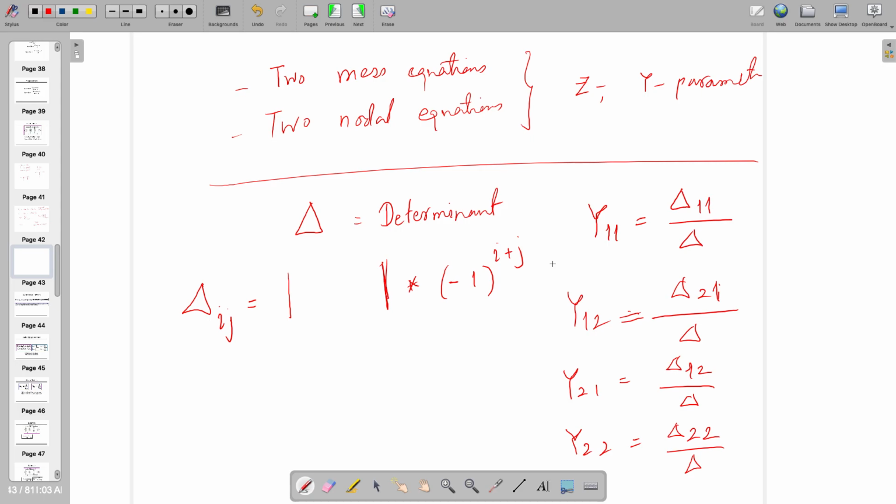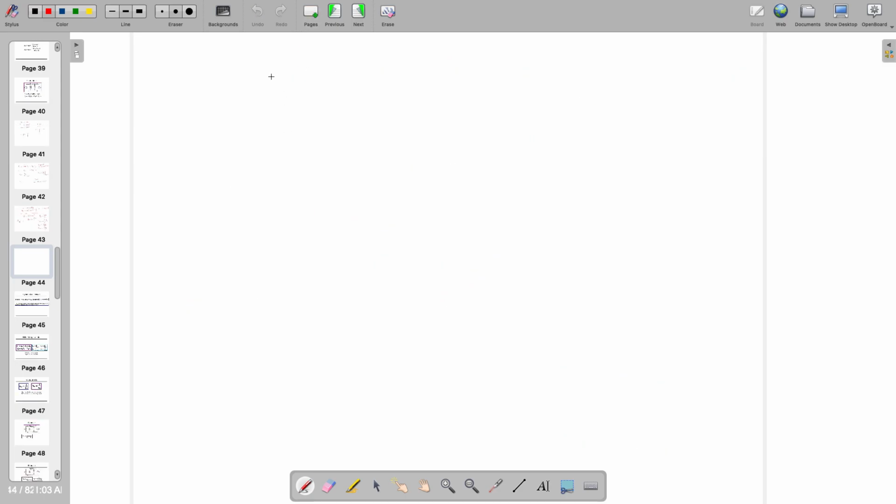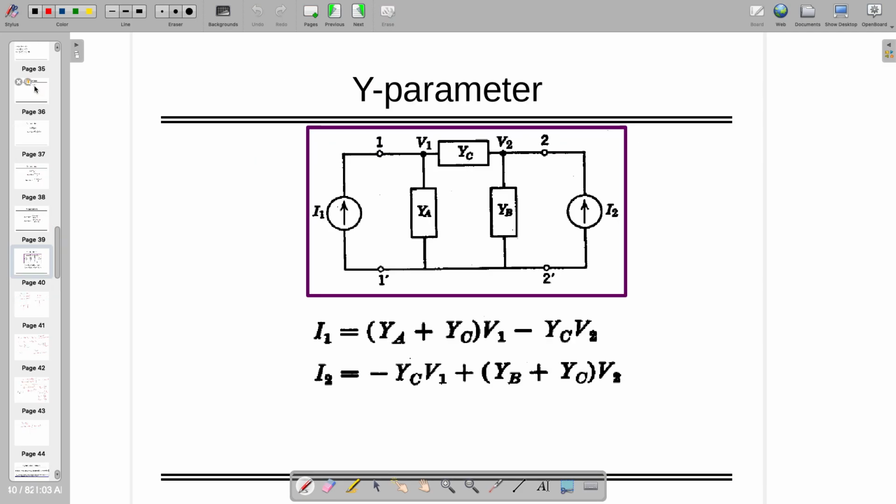So that is what we have done, and this is very important when you want to solve a bigger circuit where you may have more nodal or mesh equations. If that is the case, you can solve those things very easily. So that is what we studied.